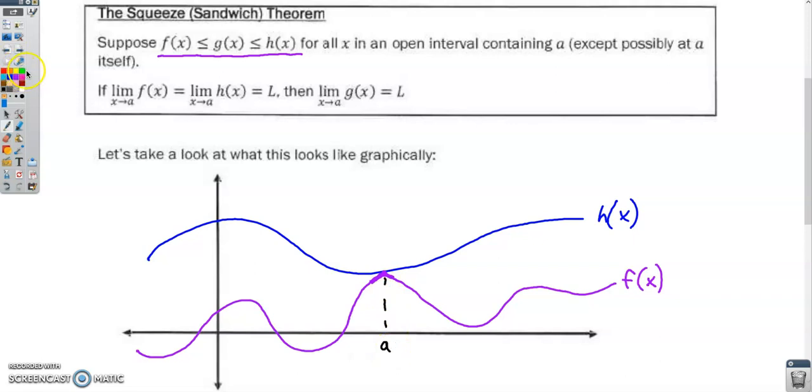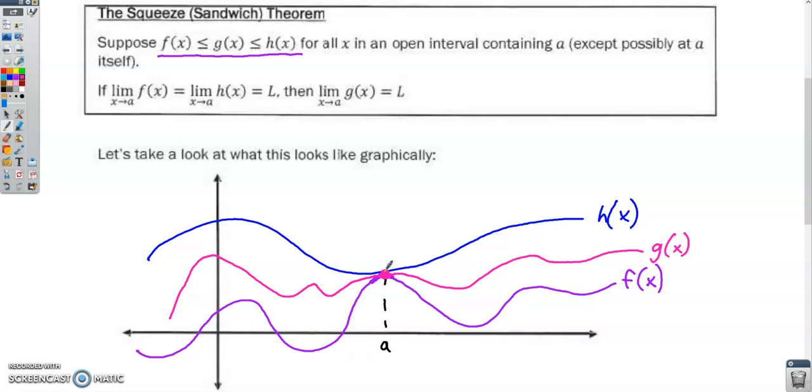And then what this means is, since g of x is always between f of x and h of x on the open interval containing a, that means that g of x always has to be in between the blue and the purple graphs here. And since the top graph and the bottom graph both have the same limit as x approaches a, that means that the graph that's sandwiched in between them, or squeezed in between them, also has to have that as its limit. And that's our Squeeze Theorem right there in a nutshell.